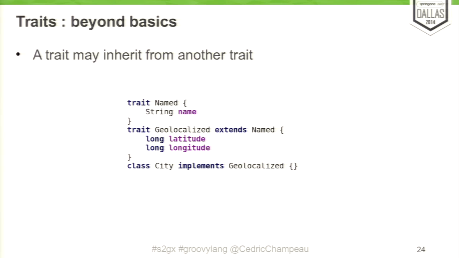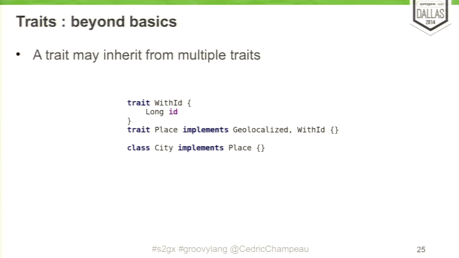There is absolutely no difference. You could use extends, you could use implements. It's just that extends is limited to one trait. Okay, so this is basically the same. I have a place which is geolocalized and has an ID, and then my city can implement the place.